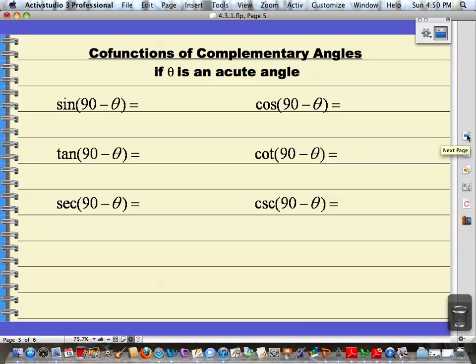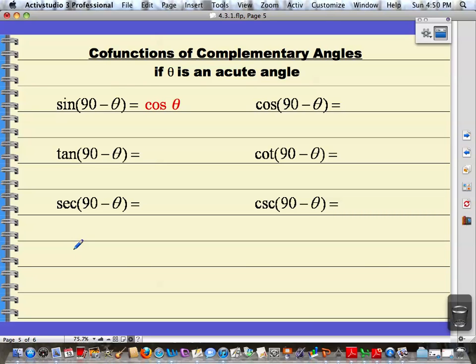Now, we have this idea of what are called cofunctions of complementary angles. Okay? And if you've been looking at your table, you might have been noticing some of those things. When we talk about cofunctions, if theta is an acute angle, remember, 90 minus theta would represent the complement of my angle theta, because we're saying that theta plus some other angle would give us 90. So, if I know theta, I find the other angle by subtracting from 90. So, if I've got the sine of 90 minus theta, remember the 90 minus theta is representing the complement, then its cofunction is cosine theta.